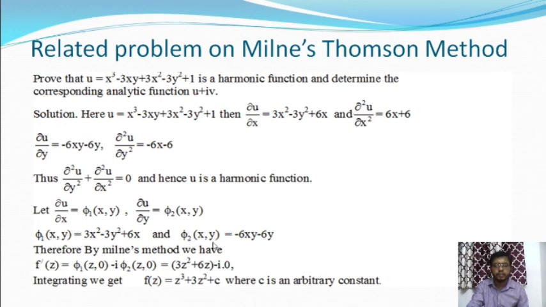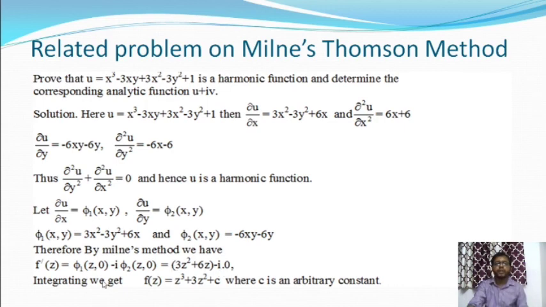And similarly, when we put x is equal to z and y is equal to 0 in the second expression, we get the value of phi 2 at x is equal to z and y is equal to 0: minus 6 into z into 0, so the first term is 0 as well, and the second term is 0. So the value of f dash z is equal to 3z square plus 6z minus i into 0.